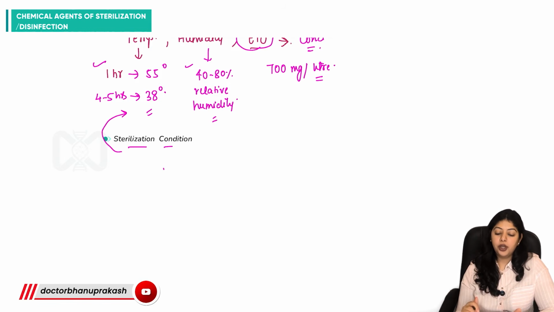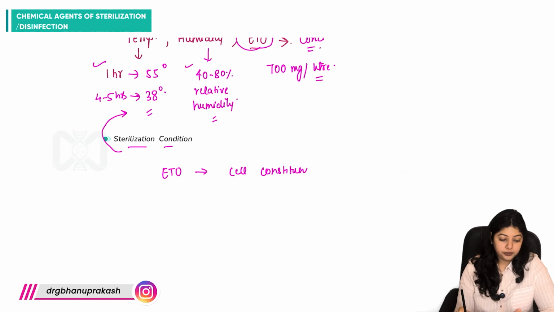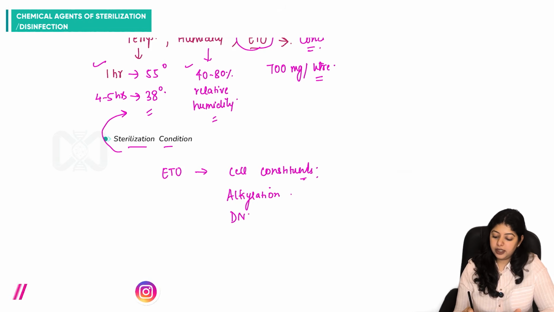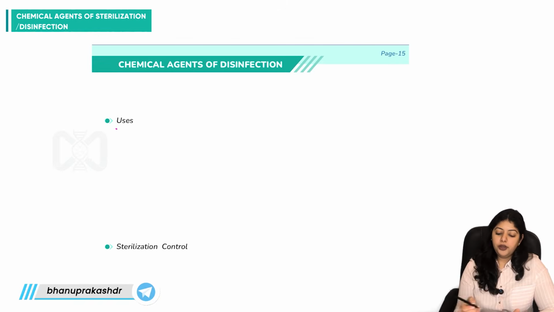So this is the sterilization condition we were talking about, where we need to maintain all of these parameters. ETO gas is going to combine with the cell constituents. It is going to cause alkylation. It is going to disrupt the DNAs, the proteins, etc. Right?